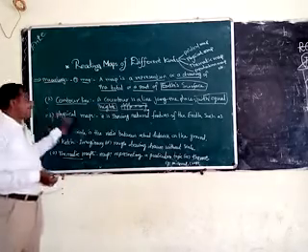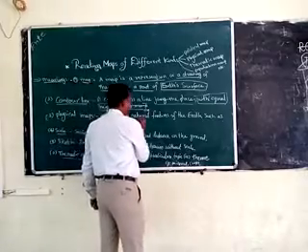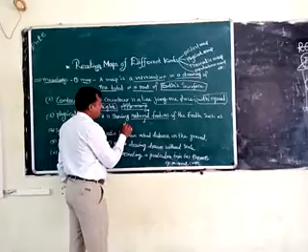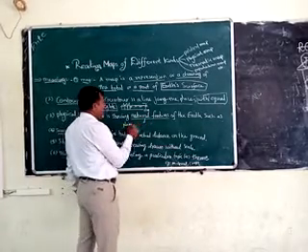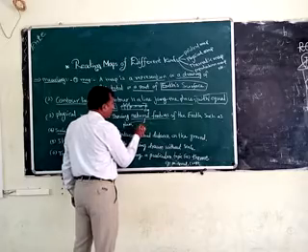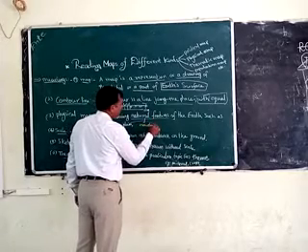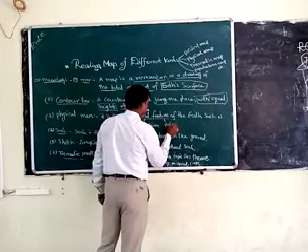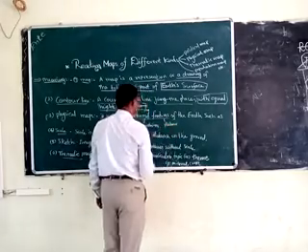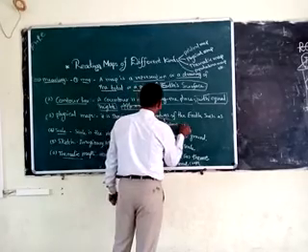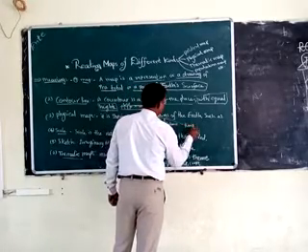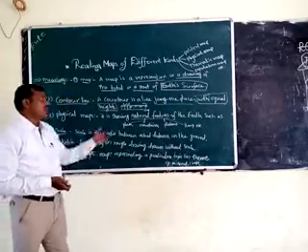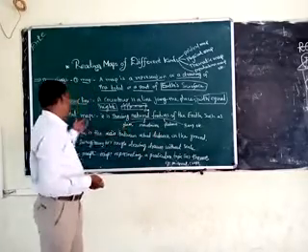Physical maps show the natural landforms, natural features such as plains, mountains, plateaus, and rivers, etc. These are all natural landforms or natural features about which the physical map gives information.